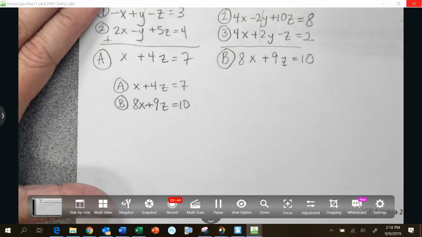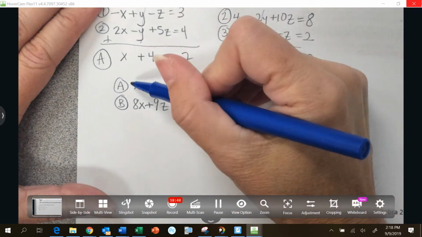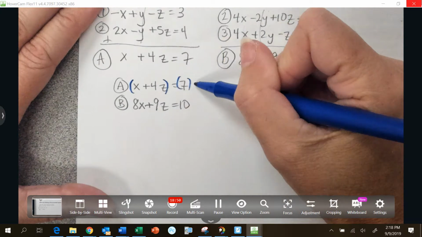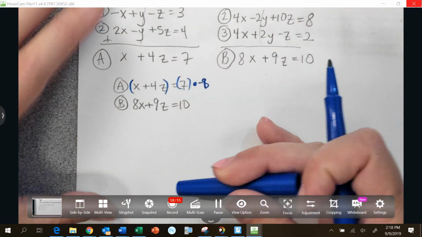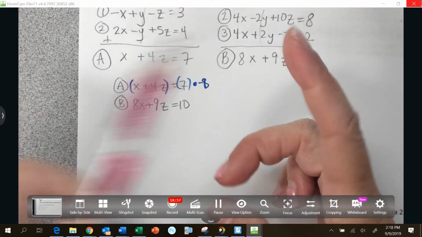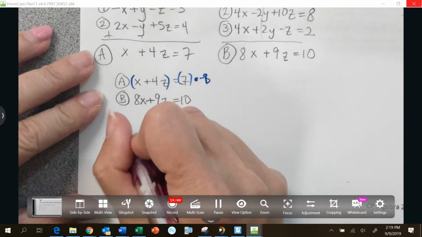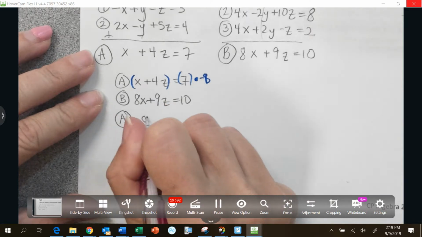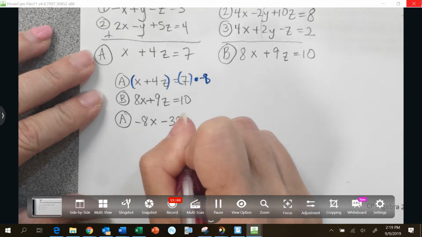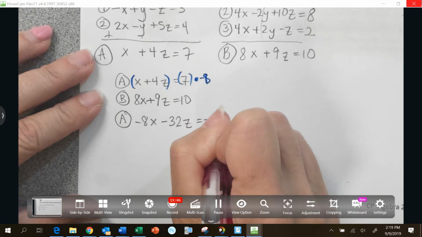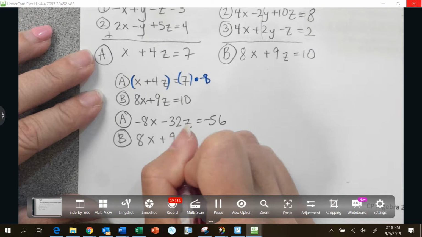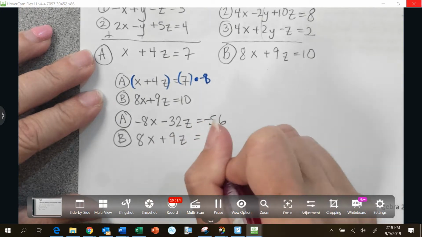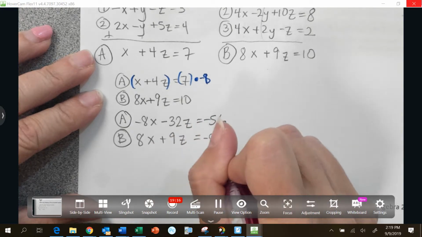Which variable looks easier? X. So I'm going to multiply the top equation by what number? By -8. So I'm going to rewrite equation A: -8x minus 32z equals -56. B, 8x. Why did you put negative in? Oh my god, I canceled the wrong thing.